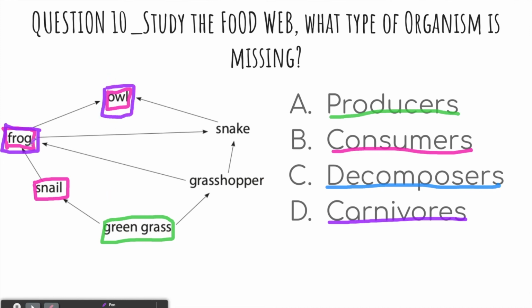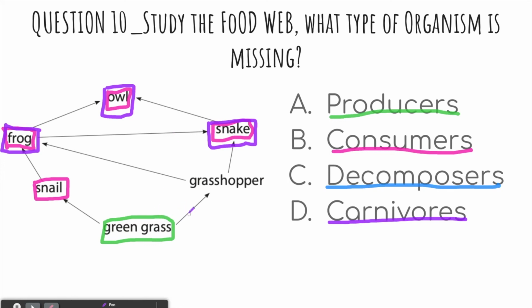A frog can be eaten by more than just an owl. It can also be eaten by a snake. This snake is also a consumer because it is eating another organism. So we're going to circle it in pink to show that it's a consumer, and we're going to circle it in purple so we know that it's a carnivore. Alright, and then the snake can also be eaten by an owl, which we identify as a consumer who is a carnivore.